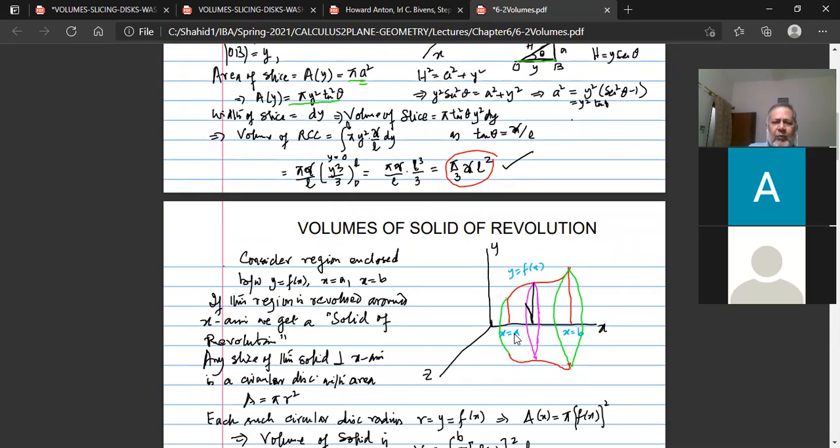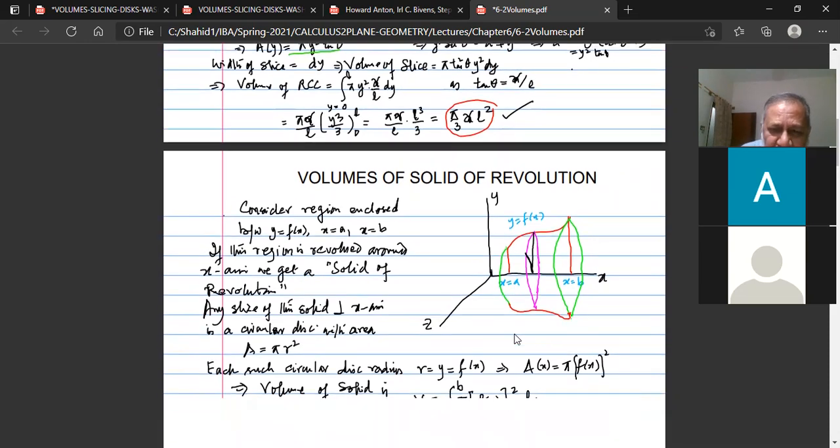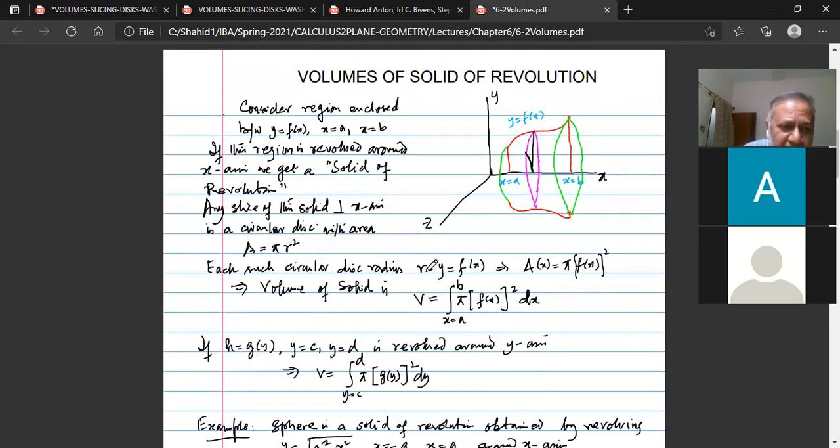Now, we will come to the problems of exercise 6.2, where we'll consider some problems that are solved using slicing, but there are other problems which are solved using another simple technique. Now, what's that simple technique?